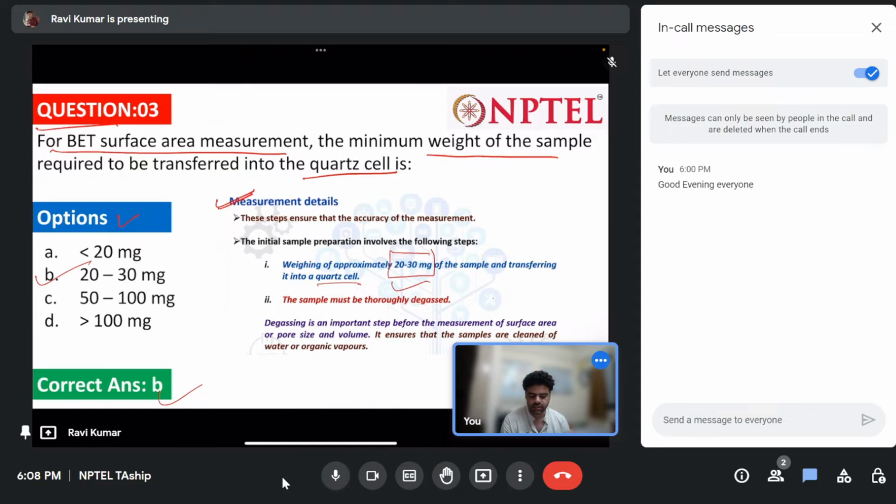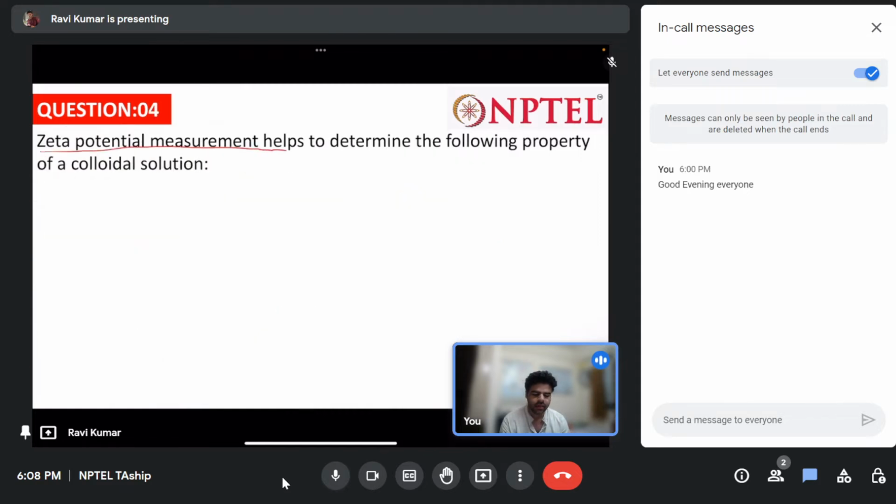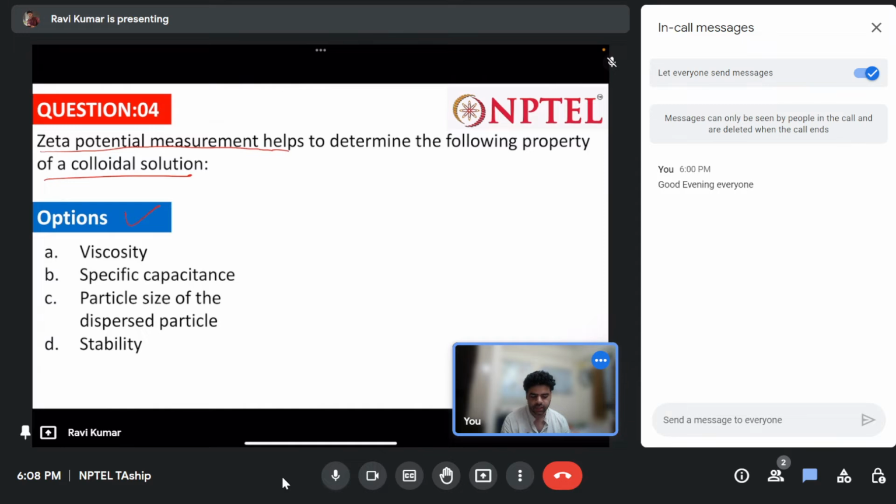Next question says zeta potential measurement helps to determine the following property of a colloidal solution. And these are the options. You just need to choose the property which can be determined using the zeta potential measurement. Is it viscosity? Is it specific capacitance, particle size of the dispersed particle, or stability? Among these, which one can be determined using this zeta potential measurement?